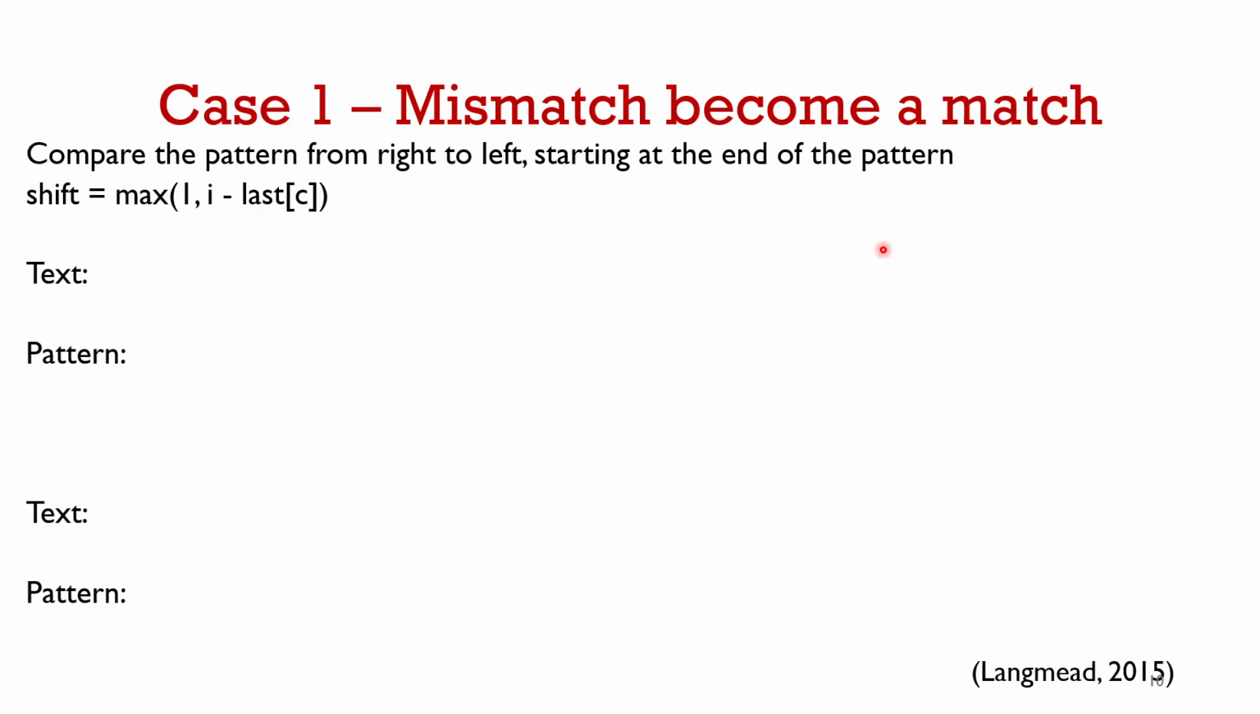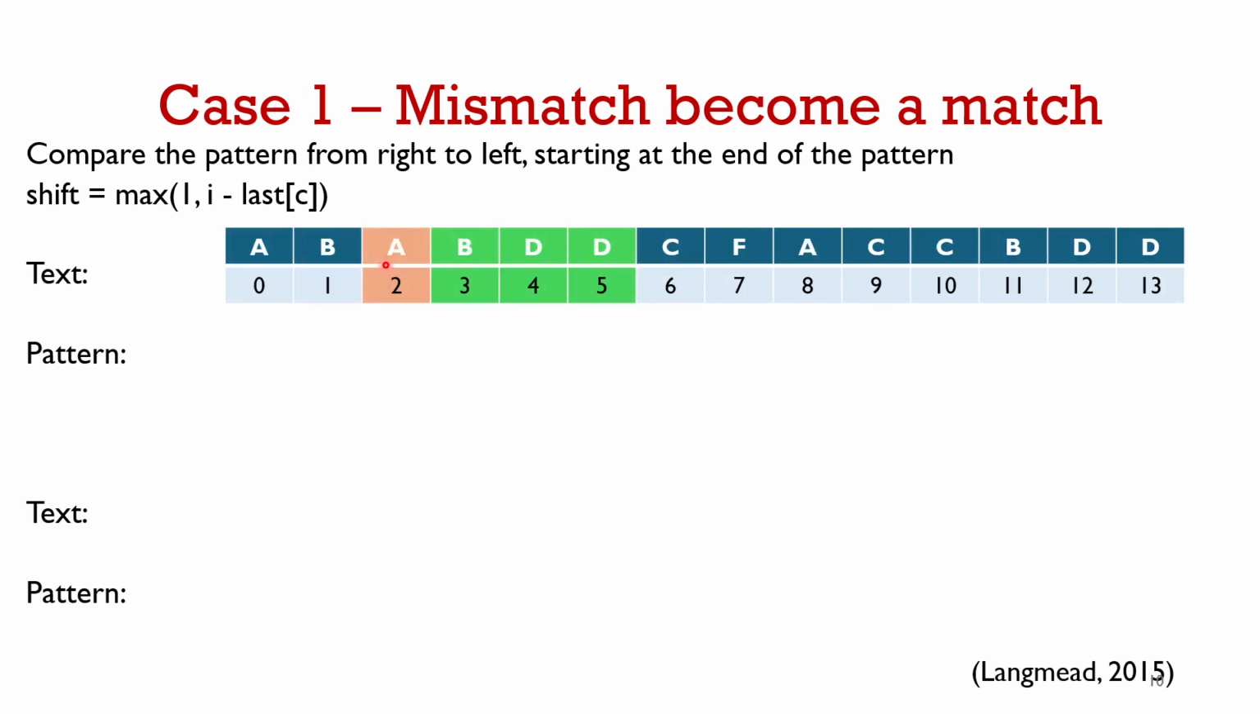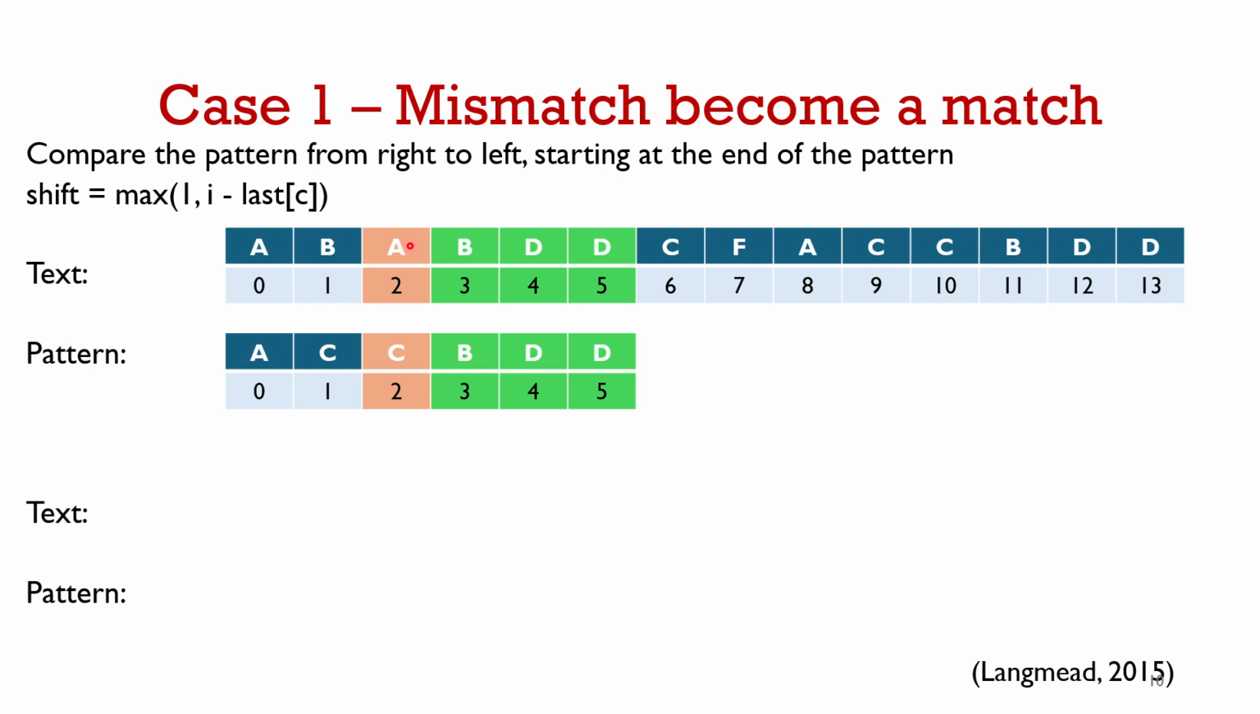So let's talk about case 1, where a mismatch becomes a match. In theory, when a mismatch becomes a match, we shift the pattern so that the next character in the text aligns with the last occurrence of it in the pattern. What does that mean in practice?